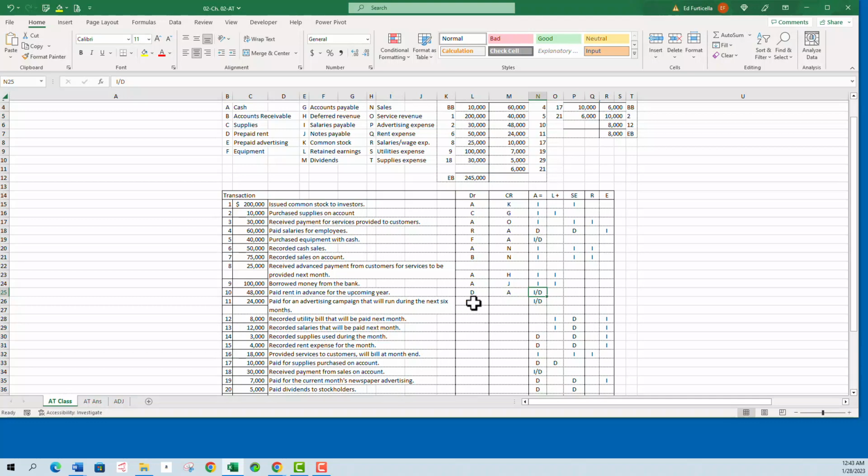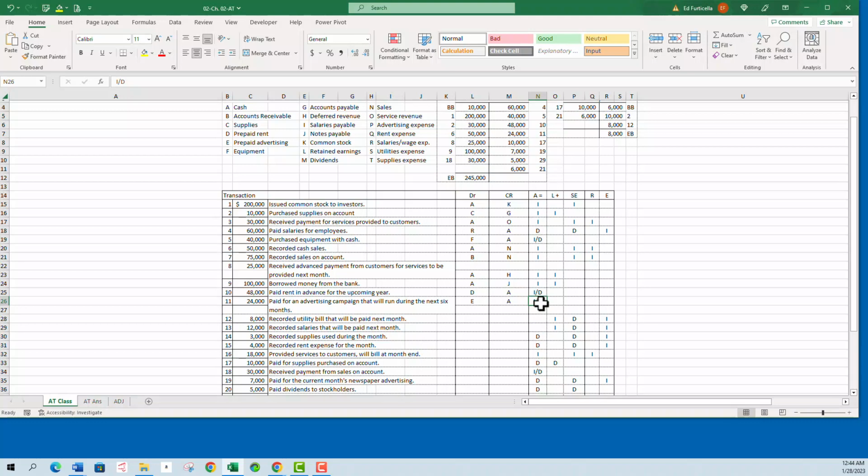So the account prepaid advertising is used. Again, what we have here is one asset going up or increasing and the other decreasing. We're going to debit letter E, prepaid advertising, and we're going to credit A for cash. Again, if you look at the accounting equation, you'll see an I and a D under the A. Assets are increasing because we've increased our prepaid advertising account. Assets are also decreasing because we paid cash out.